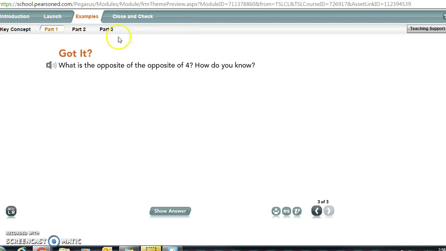Go ahead and fill out this got it. They want to know what is the opposite of 4 on your notes, and how do you know? So along with your answer, I need one sentence as to how you know your answer for this question. Go ahead and pause it, answer it on your notes, and then we're going to part 2.